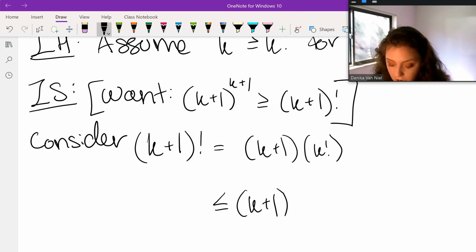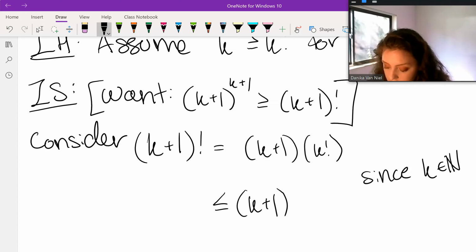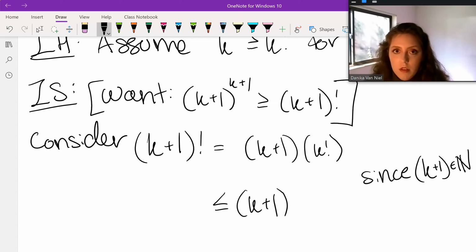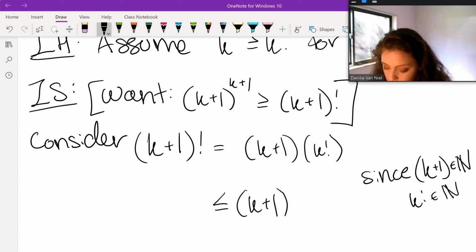In a second, I'm about to write why we know we're okay with doing this: k plus 1 is in the naturals, so that means it's positive, and k factorial is in the naturals, which means it's positive. Even if k is 0, 0 plus 1 is in the naturals, and 0 factorial is 1, so that's in the naturals. So we're all set there. Because both of the elements we're multiplying are positive, if I change one of them to be bigger, then our whole multiplication is bigger.